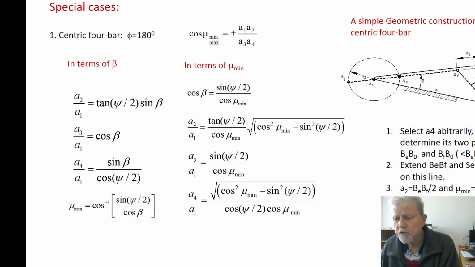What you do is you select B0B, the output link length, rocker length. Arbitrarily, you can select it. Draw its two positions with an angle psi in between them. Here it is. Okay. Draw a line passing through BE, BF.